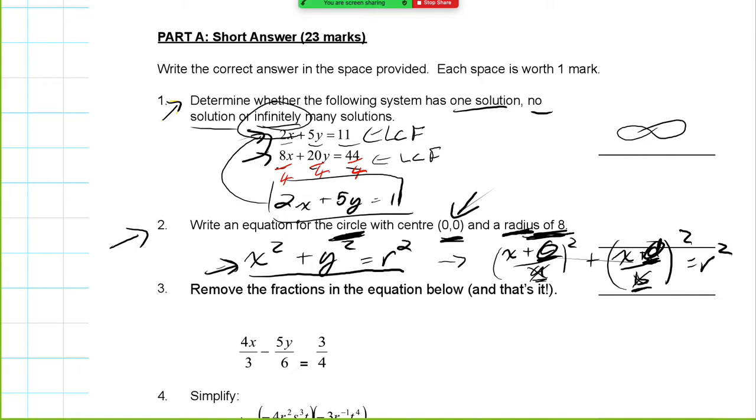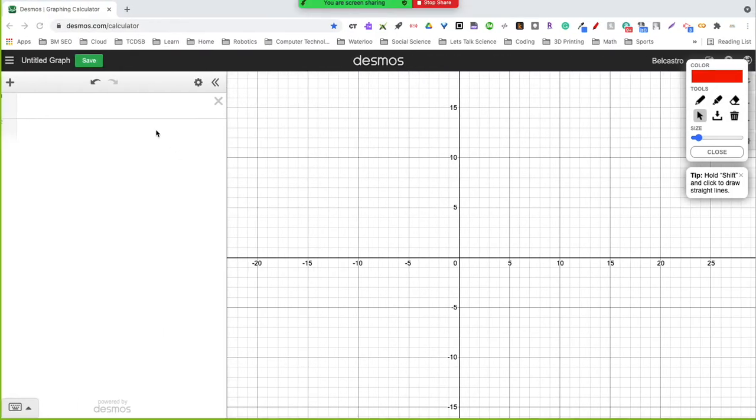In this case, the radius is 8. So because the radius is 8, we can just plug it in for the value of r. So we end up with x squared plus y squared is equal to 8 squared. And we simplify. x squared plus y squared is equal to 64. And we can confirm this on a graphing program here.